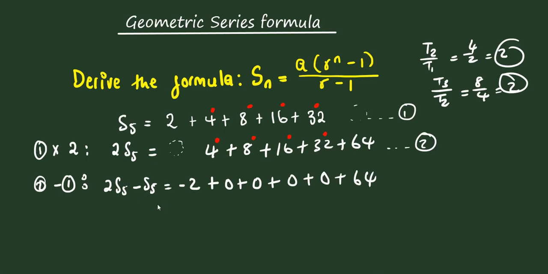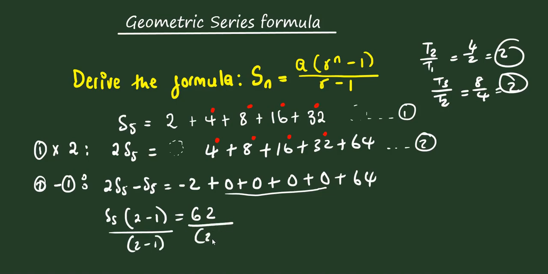And then after that, what do we say? We can take out S5 as a common factor. We'll be left with 2 minus 1. Then here we have negative 2, then this is all 0. So negative 2 plus 64 is 62. Then you divide all of that by 2 minus 1. Therefore, the sum of 5 terms would be 62 divided by 1, which is 62. So it means when you add 2 plus this plus that plus that plus that, it's 62.